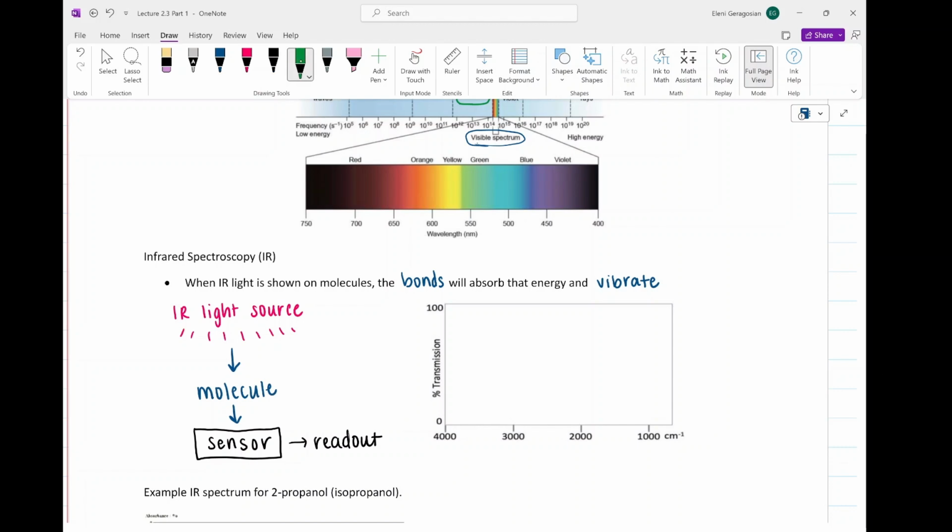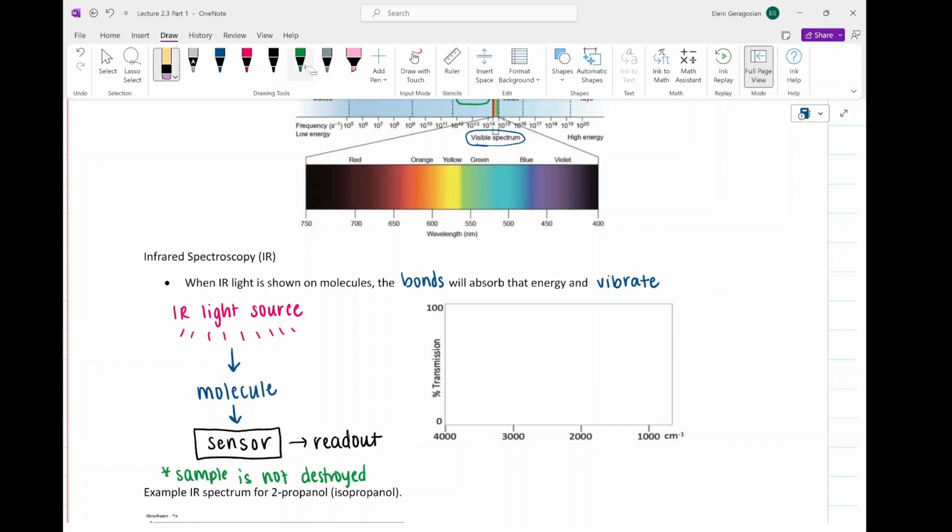What's noted in IR, we'll note this here, is that the sample, that molecule, is not destroyed. We don't have to break apart bonds to understand the bonds that are present. We're just shining some light on the molecule and then detecting what is not absorbed. So this is what an IR spectrum looks like without any information. So right here, this is our IR spectrum.